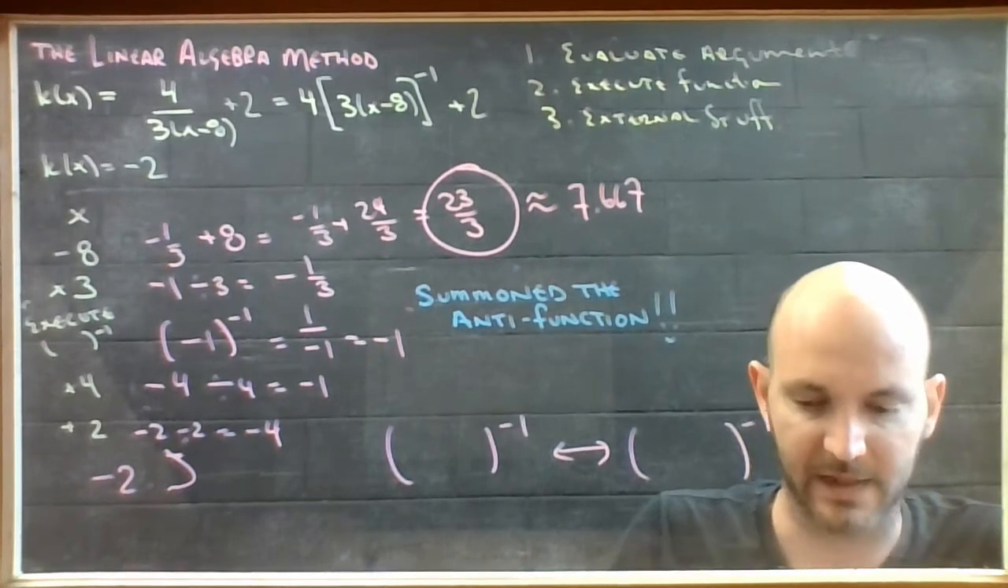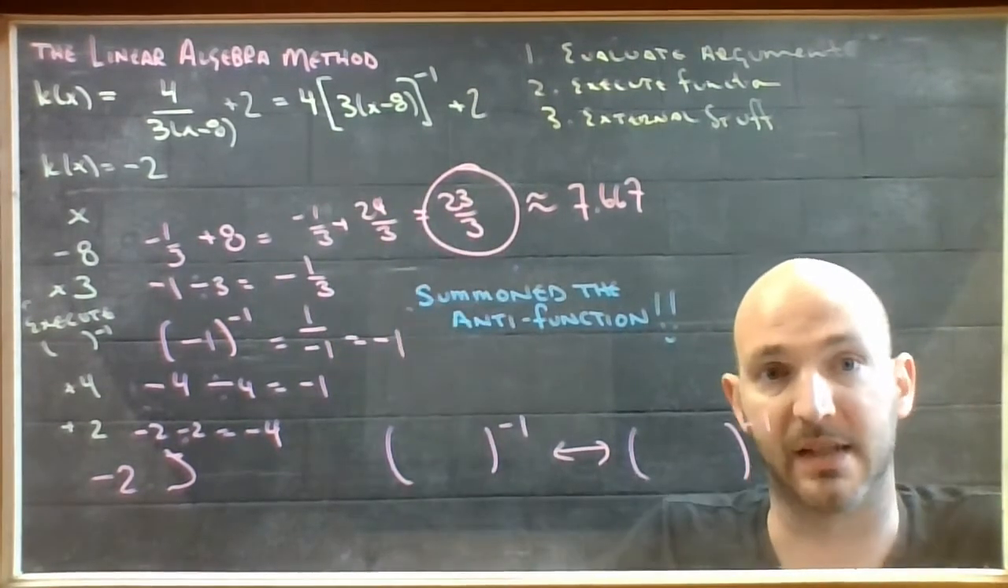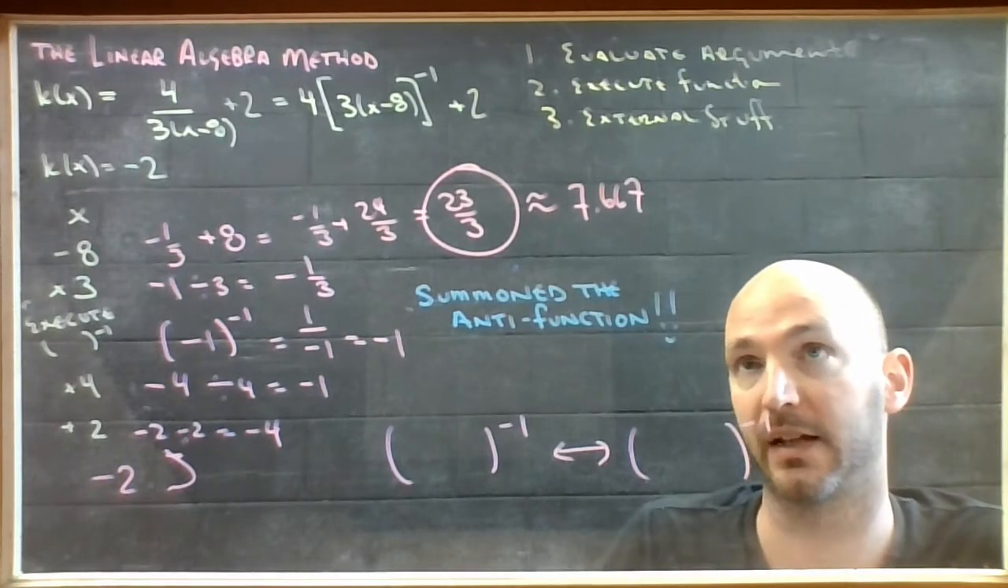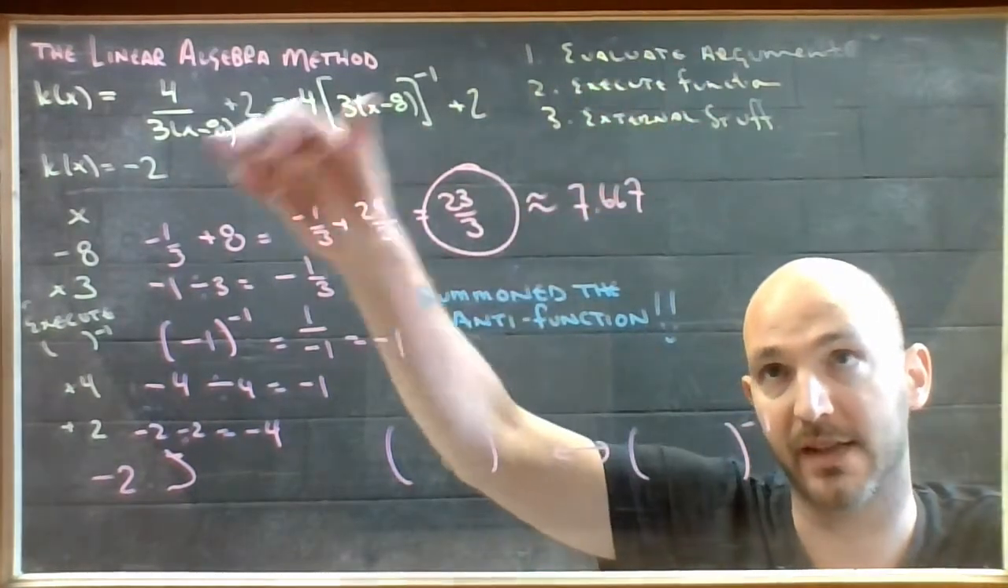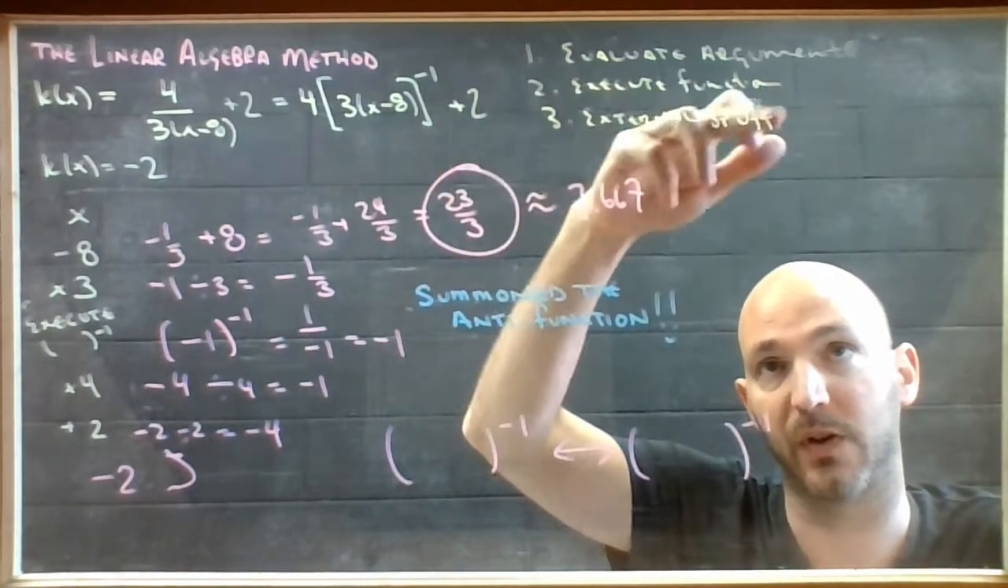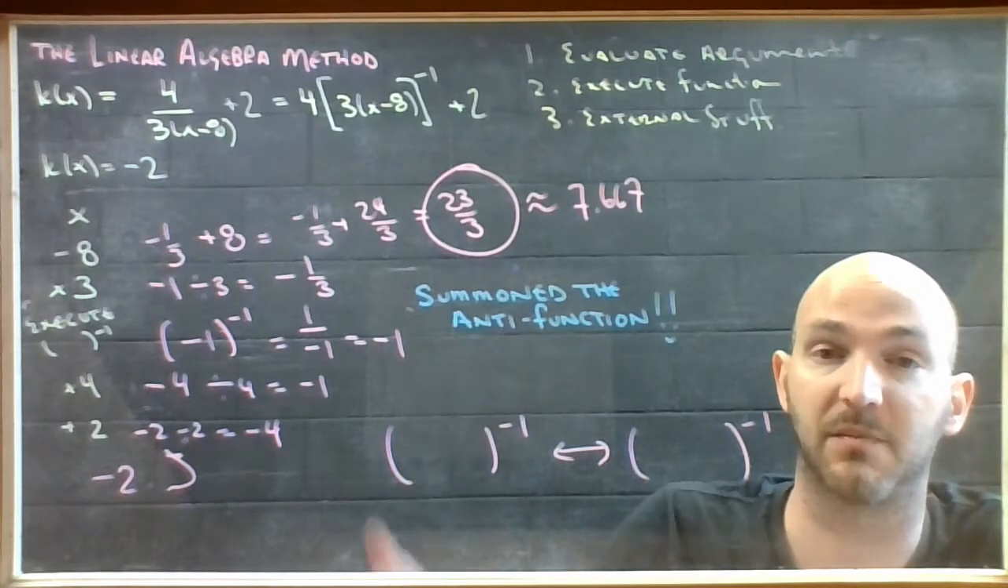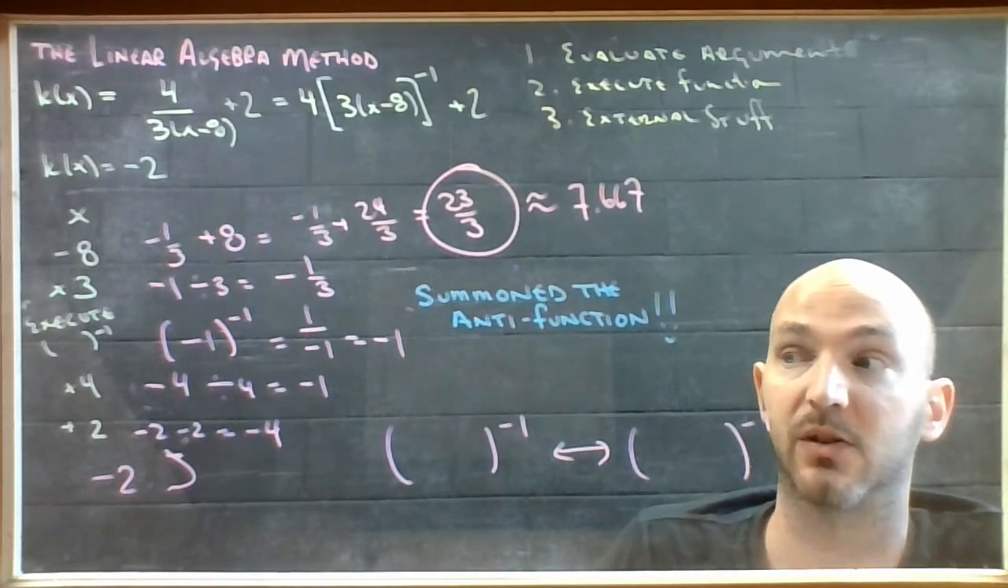So you've got this process then for how to get through solving any function you like. As long as you can write the steps out where you evaluate the argument first, then execute the function, then apply the external stuff, and then systematically undo all those steps in the correct order.